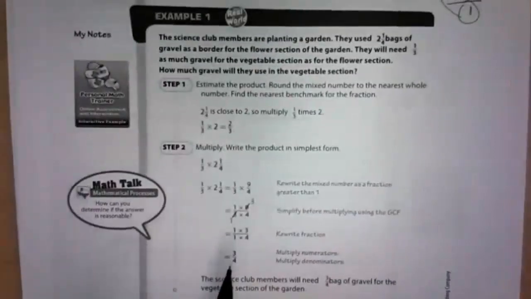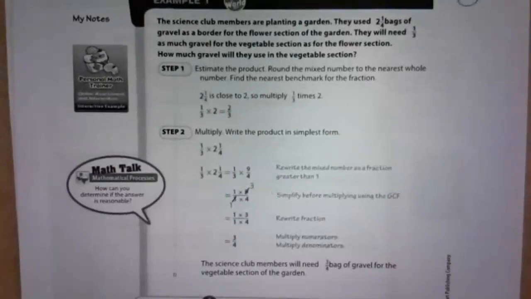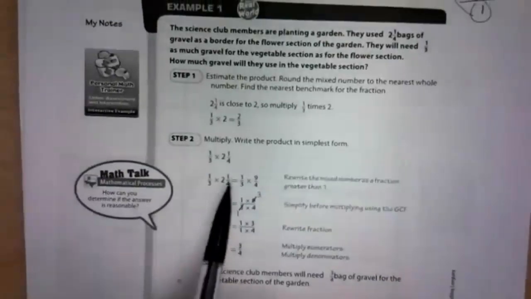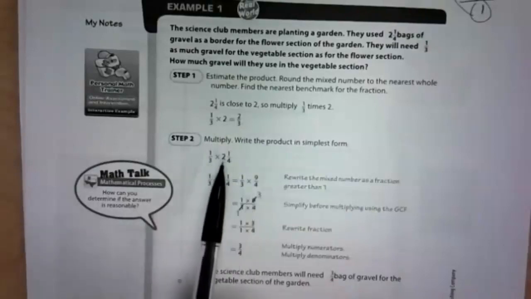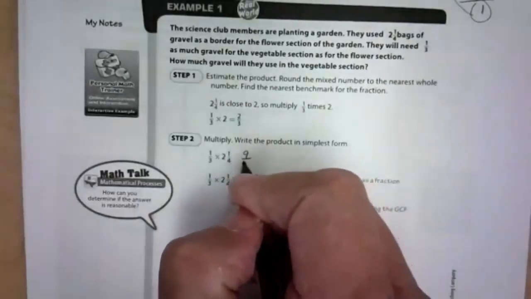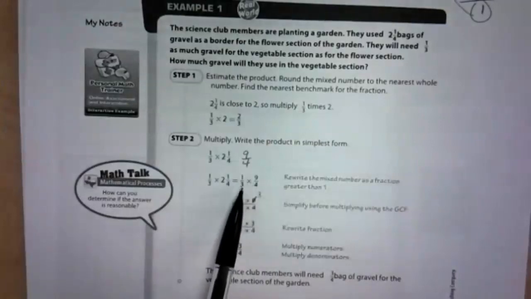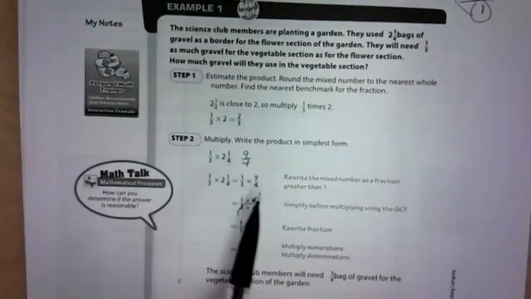So in other words, let's go ahead and go to step 2. It says multiply and write the product in simplest form. So we're taking 1/3 times 2 1/4. Again, you have to make the 2 1/4 an improper fraction. So 4 times 2 is 8, plus 1 is 9, and then you keep the same denominator. So it becomes 9/4. So you take 1/3 times 9/4.